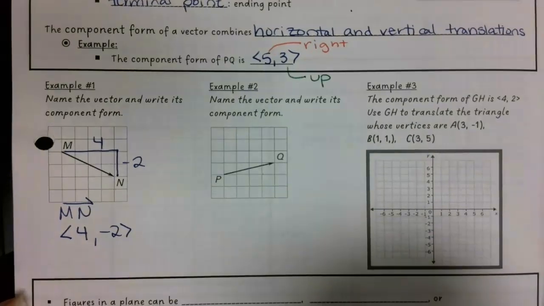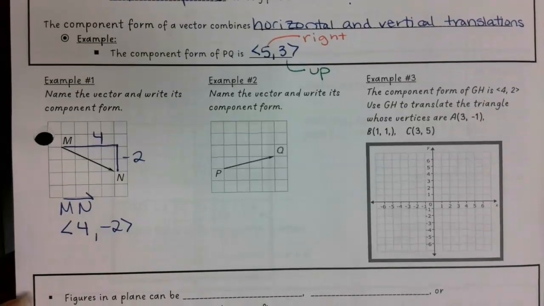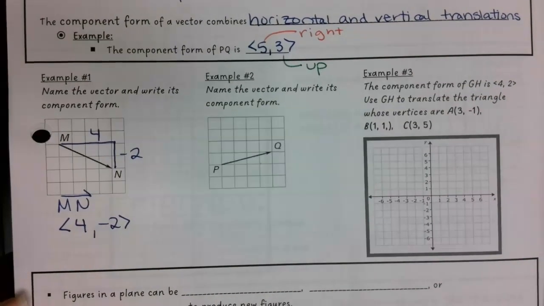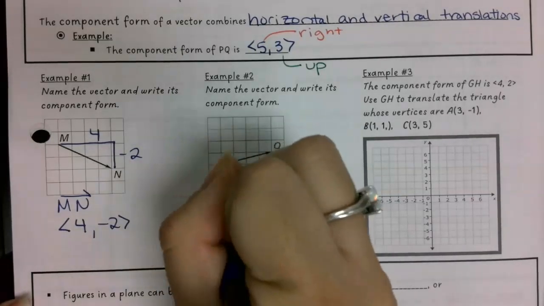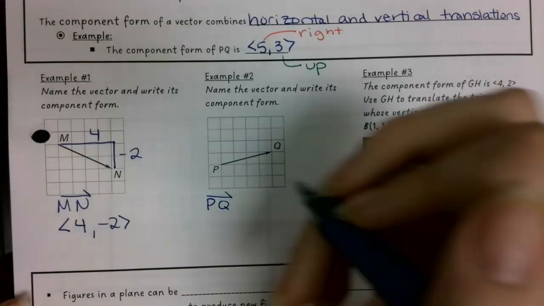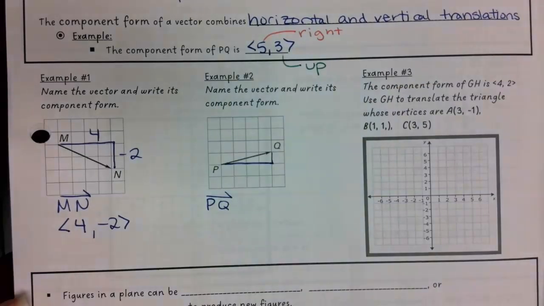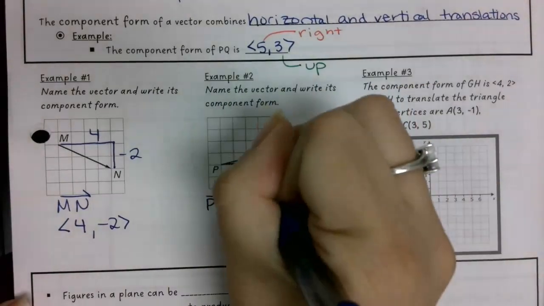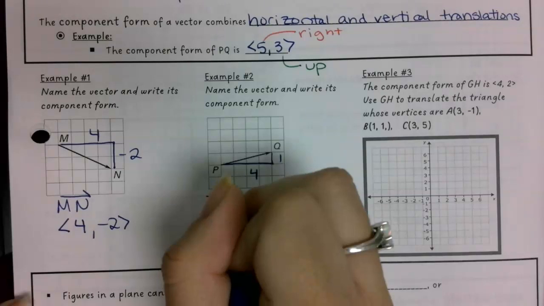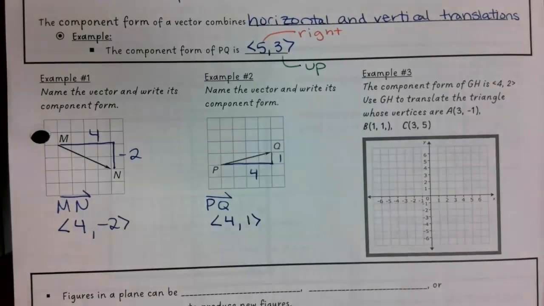Okay. So on number 2, which letter do I want to write first, P or Q? P, and then Q. Then I write the symbol above it. How many am I going right this time? And how many am I going up? 1. Since both of those are positive, I write them positively.